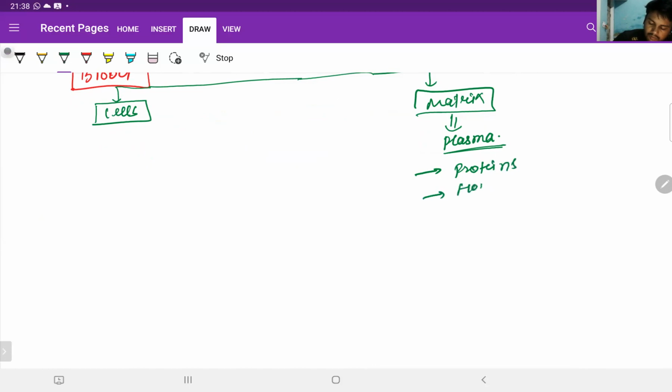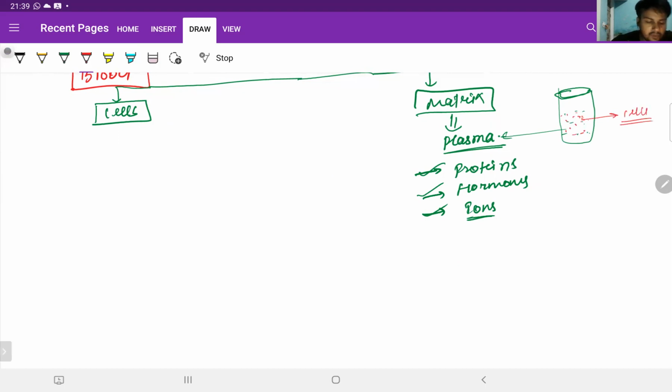This plasma consists of proteins, certain hormones, or maybe some ions. These are the basic things present in the plasma. You can take the example of some shikanji or something like that. The water part is the plasma, and the ingredients which you have dissolved in it are the cells. So this is how it works.